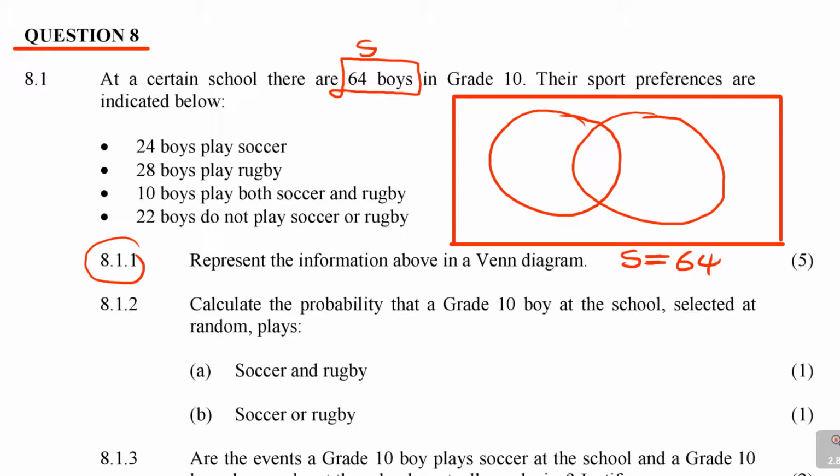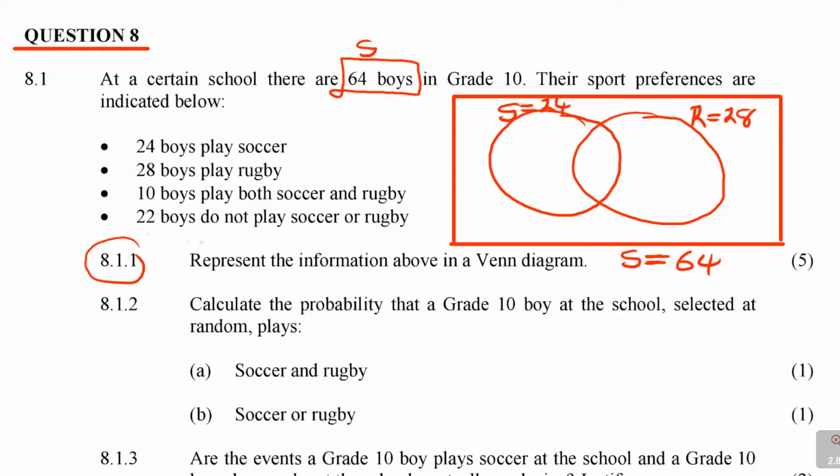So this has nothing to do with everyone in the school, but with the class or school, because there are no girls here. They are just focusing on boys. And then the next thing you have to do is to tell us which circles represent soccer and which represent rugby. So we're going to say S stands for soccer, and R stands for rugby. They told you that the number of students playing soccer, S, you can write like this: S is equal to 24. It's still correct. And then R is equal to 28. This is still fine.